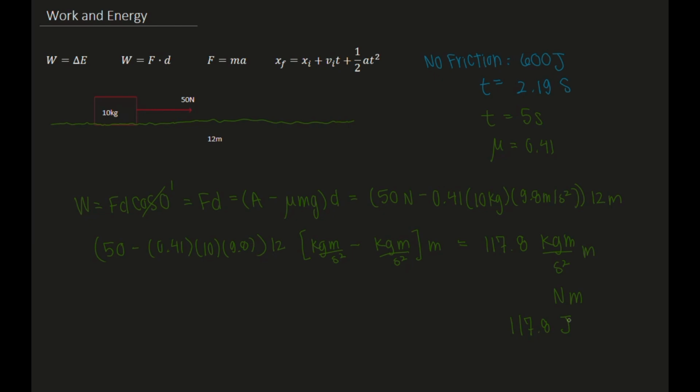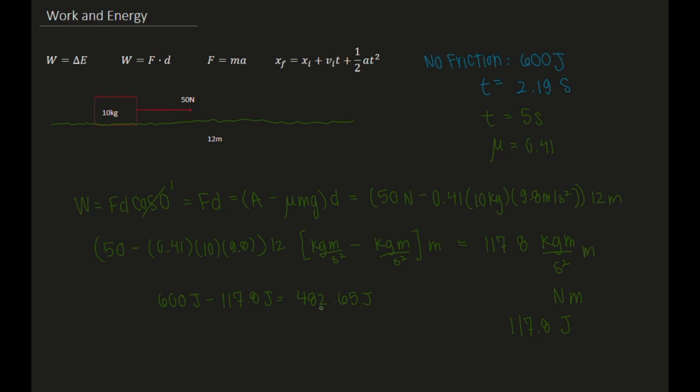And how much work is friction taking? Well, it's directly proportional. So 600 joules minus the 117.8 joules, and we see that friction is taking roughly 482.65 joules of energy. That's how much energy it's taking, and this is again with some rough rounding. But what we're able to see is that the energy didn't just disappear, it went somewhere. It went into heat.